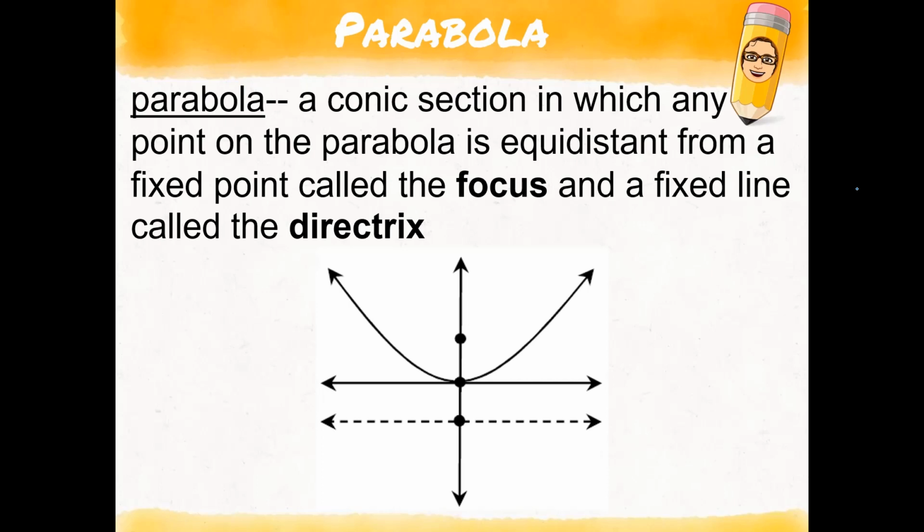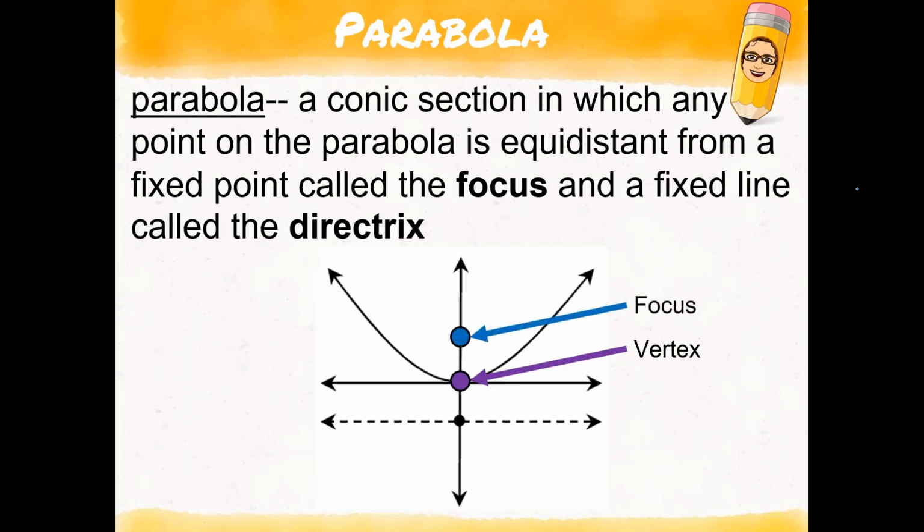Well, a parabola is just a conic section in which any point of the parabola is equidistant from a fixed point called the focus and a fixed line called the directrix. You don't need to write that information down. However, we do need to identify some pieces on this diagram. First of all, we have the vertex. The vertex is what the parabola will go through.